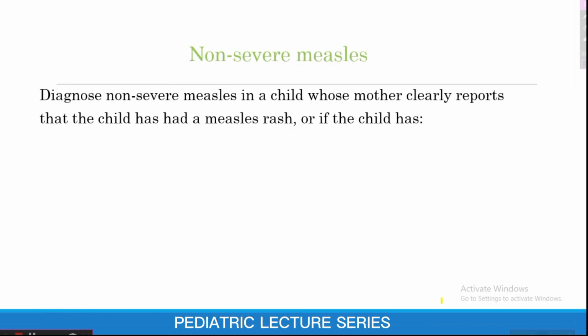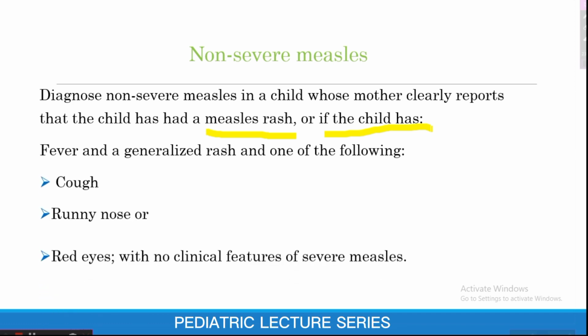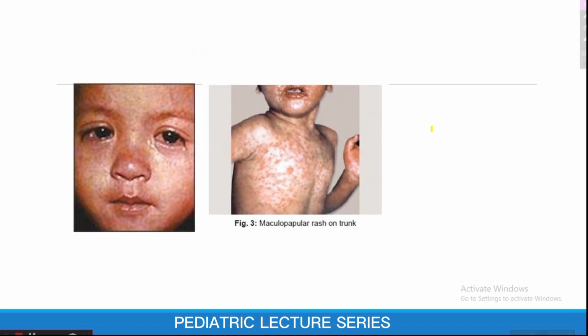Then non-severe measles will be diagnosed in a child whose mother clearly reports that the child had a measles rash, or if the child has the following: fever and generalized rash, and one of the following features: cough, runny nose, or red eyes, with no clinical features of severe measles.